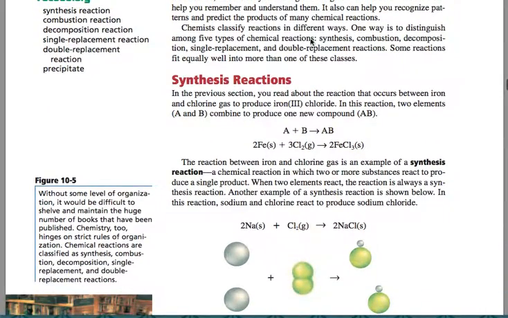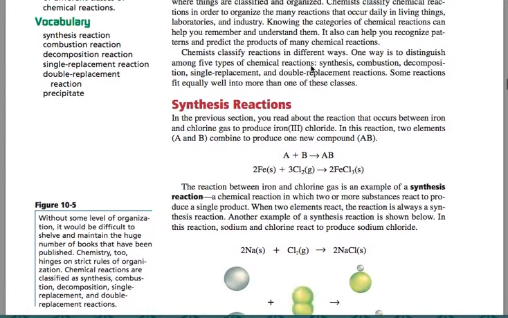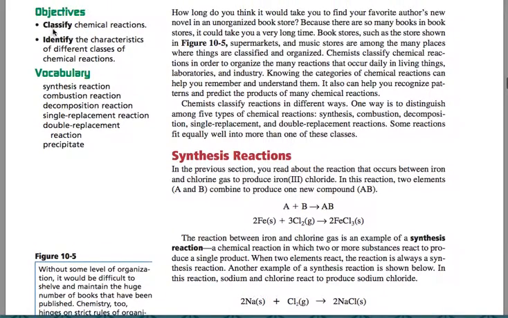Chemists classify reactions in different ways. One way is to distinguish among 5 types of chemical reactions: synthesis, combustion, decomposition, single replacement, and double replacement reactions. Some reactions fit equally well into more than one of these classes. Okay, so we're going to classify them, and here are the different types.